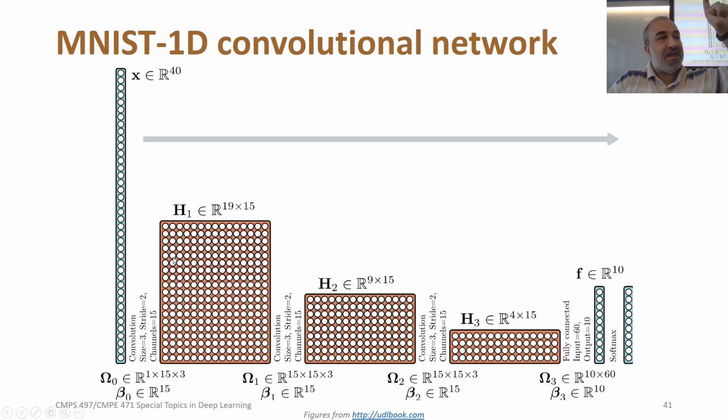Which means that from the size of 40, it shrinks to 19, which means that we are doing a convolution with a stride that is not 1, right? It's probably 2. A stride of 2 will actually get half of the size. Okay, so you will see that stride is 2 here. The number of channels is 15. We said that, and the size of the kernel is 3.